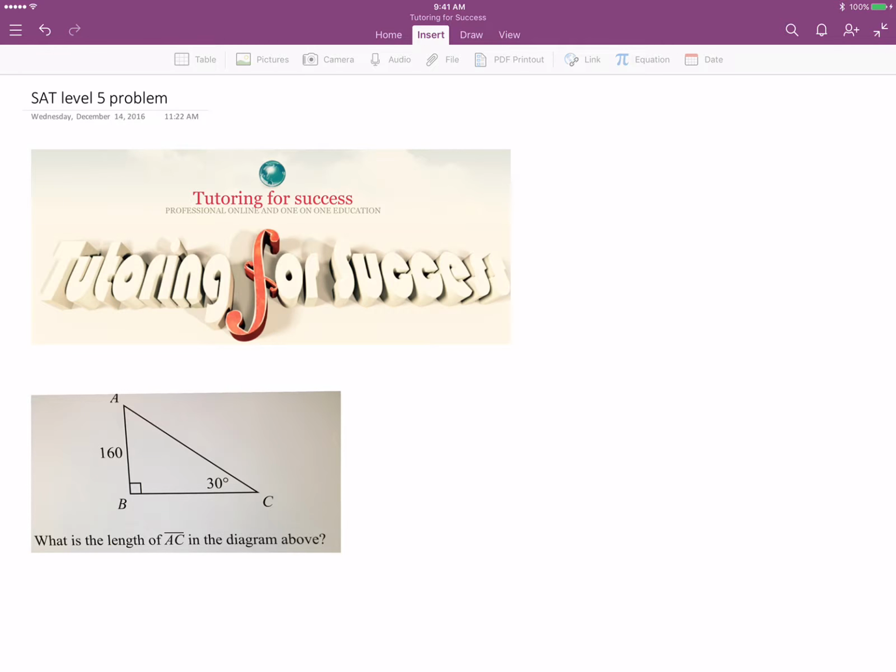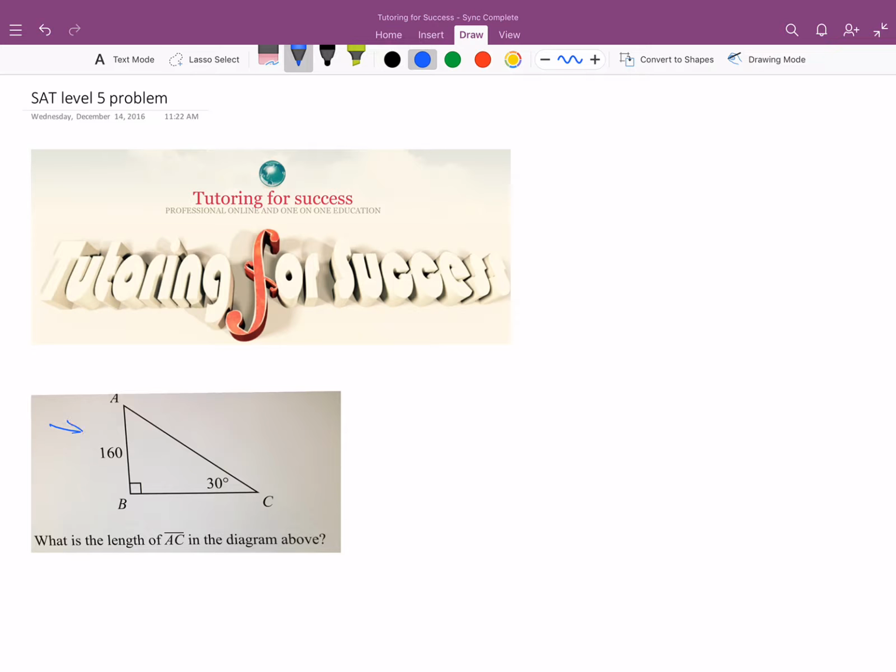It is a part of a trigonometry problem where I have a triangle. This is a triangle ABC. Of course, this is a 90-degree right triangle. And one of the lengths of this triangle is 160. The angle is 30 degrees. And we need to find AC.